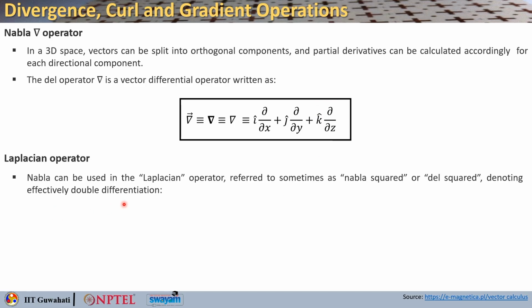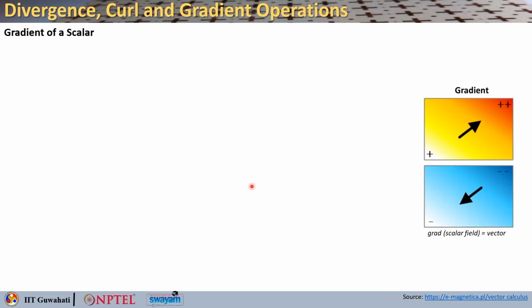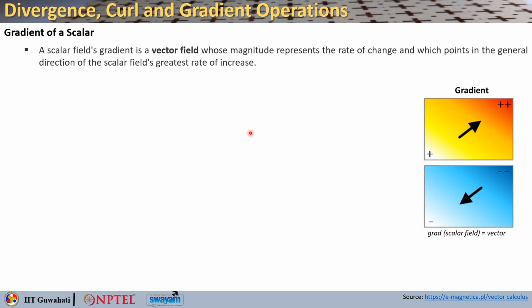Nabla can be used in the Laplacian operator also, where it is referred to as nabla squared or del squared, that denotes basically double differentiation. So, del dot del, or you can just write it as nabla square or del square, is nothing but ∂²/∂x² plus ∂²/∂y² plus ∂²/∂z². Okay. Now, coming to the gradient of a scalar is a vector, right.